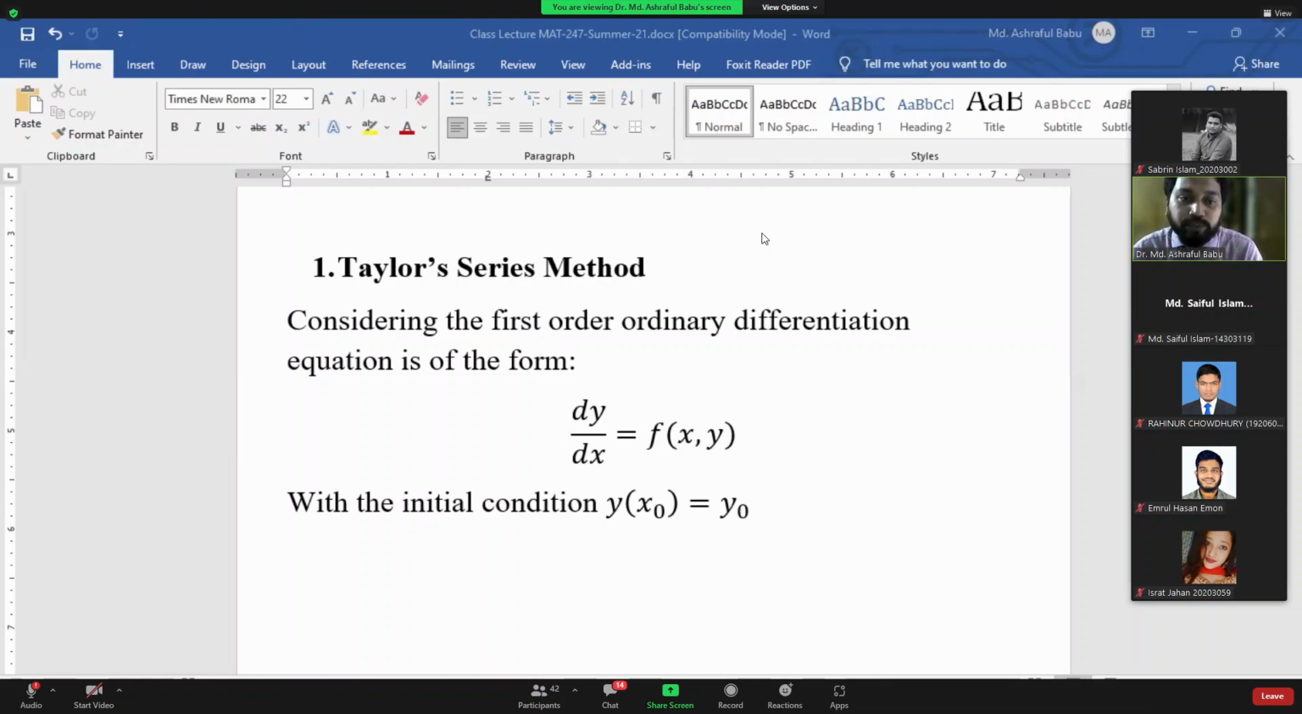That means which method we have to use, which formula we need to solve this differential equation. I'm just writing this Taylor series. The Taylor series is of the form.